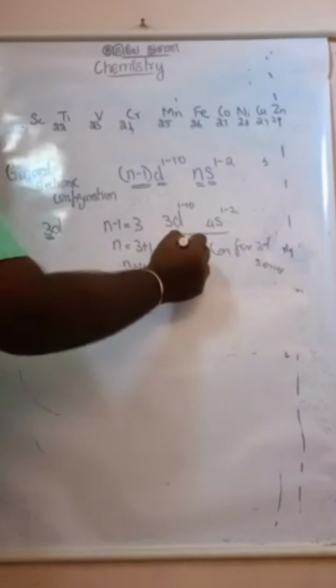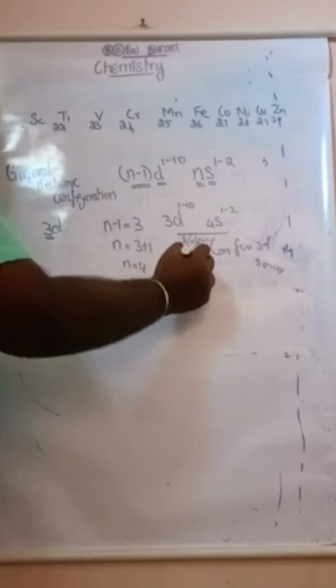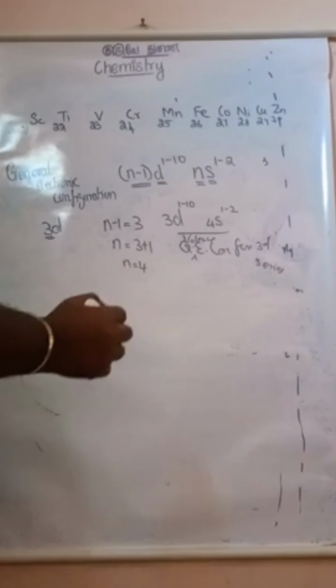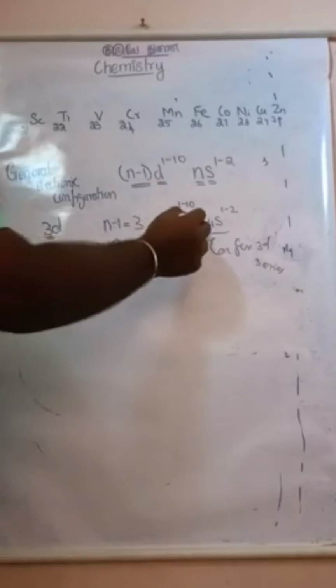General valence electronic configuration for the 3d series. I can simply say general electronic configuration, both are right. Now we are going to use this 3d and 4s to write the electronic configuration for the above elements. How are we going to write? The exact way, the real way, is totally different. Now we are going to write the electronic configuration.